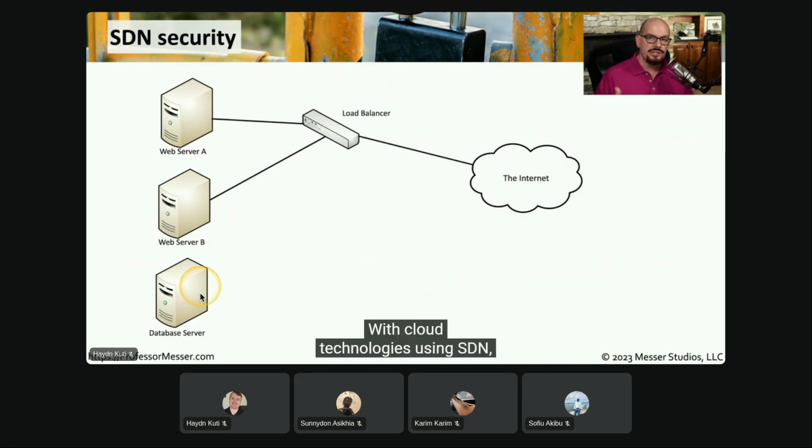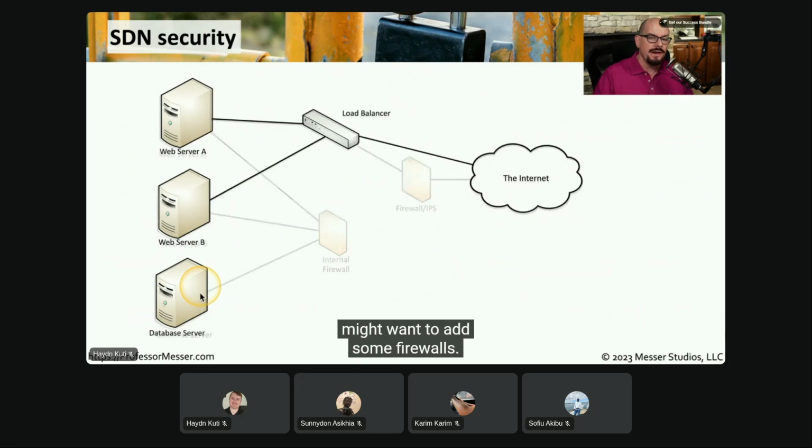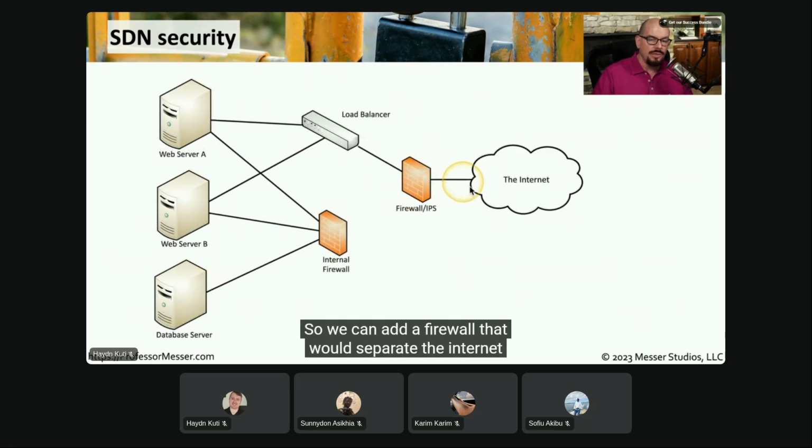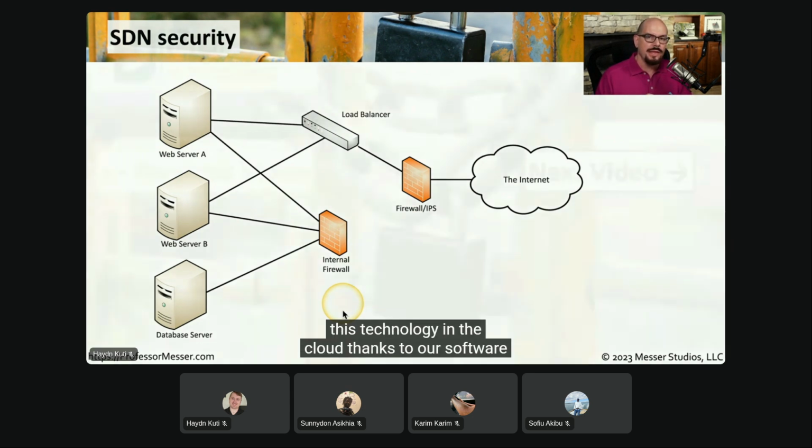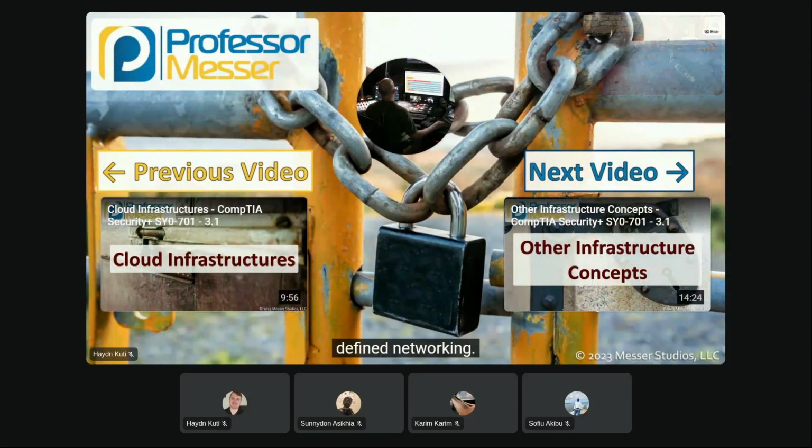With cloud technologies using SDN, we can now immediately build out infrastructure devices we might need. For example, in this scenario, we might want to add some firewalls. So we can add a firewall that would separate the internet from the load balancer. We might want another firewall to separate and control traffic between the web servers and the database server. We're able to click a button and dynamically create this technology in the cloud thanks to our software-defined networking.